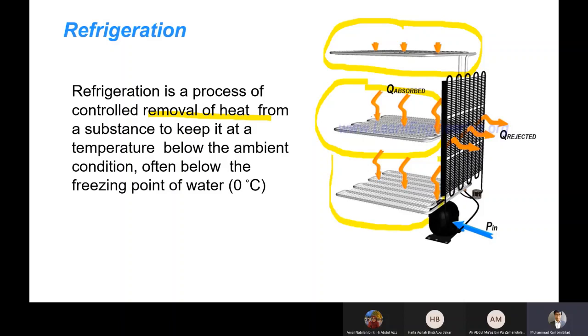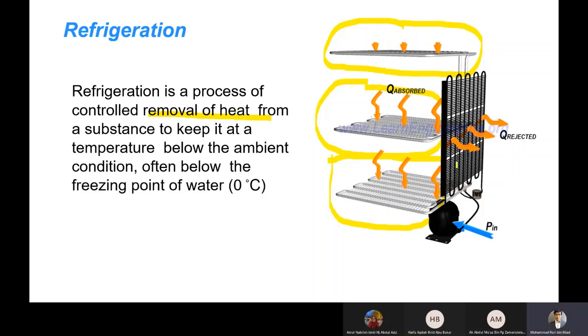So basically, what we do in refrigeration here is we take heat. What is the simple word for taking heat? When we take heat, we make it cold. So if you want to make the space inside cold, we are making the space inside the fridge colder by taking heat.